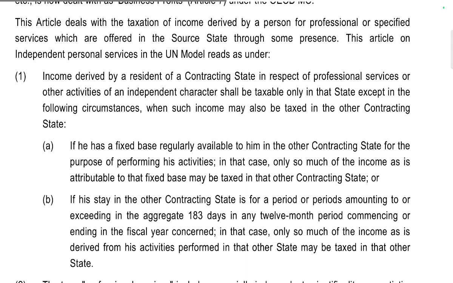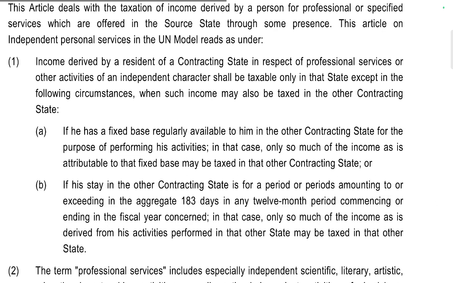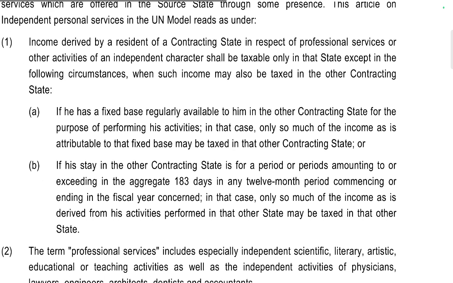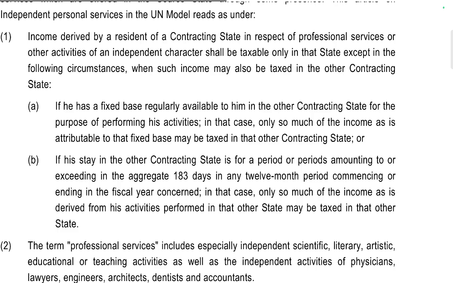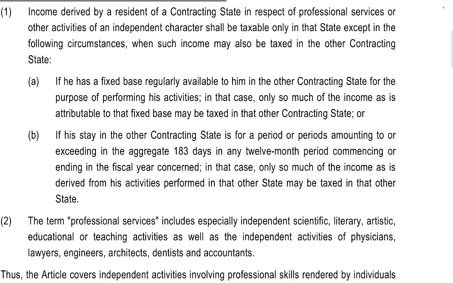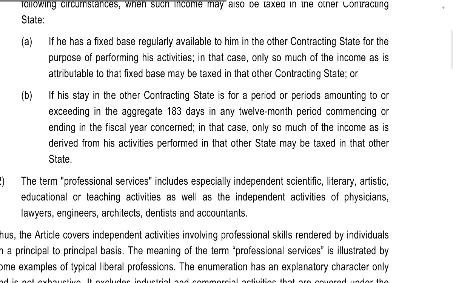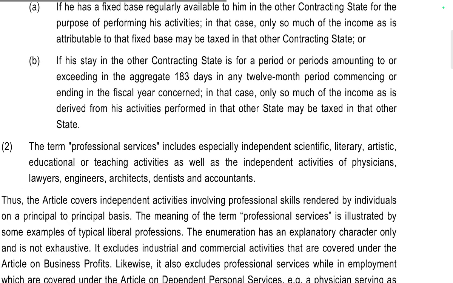The article on independent personal services in the UN model reads: income derived by a resident of a contracting state in respect of professional services or other activities of an independent character shall be taxable only in that state, except in some circumstances when the income may also be taxed in the other contracting state. This applies if he has a fixed base regularly available to him in the other contracting state for the purpose of performing his activities; in that case only so much of the income as is attributable to the fixed base may be taxed in that other state. It also applies if his stay in the other contracting state is for a period or periods amounting to or exceeding in the aggregate 183 days in any 12-month period commencing or ending in the fiscal year concerned; in this case only so much of the income as is derived from the activities performed in the other state may be taxed in that other state.